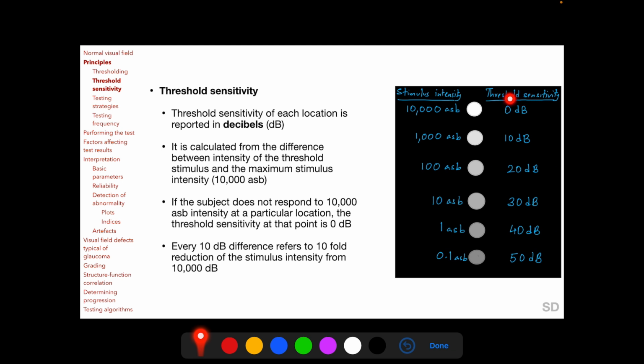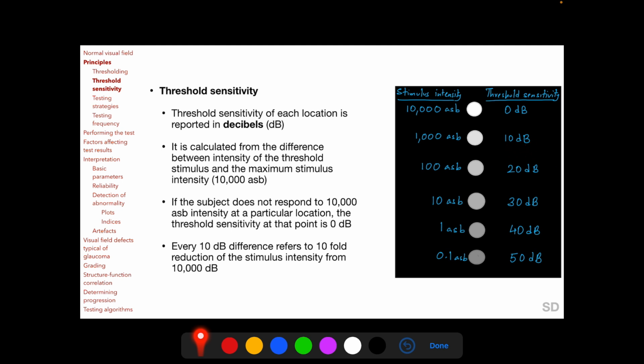And the corresponding threshold sensitivity in decibels ranges from 0 decibels to 50 decibels and differs by 10 decibels for each successively darker stimulus shown here. So if at a test location the subject is not able to perceive a stimulus intensity of 10,000 apostilbs, the threshold sensitivity of that location is reported as 0 decibels. If that test location is able to perceive a stimulus intensity of 1000 apostilbs or brighter, the threshold sensitivity of that location is reported as 10 decibels.